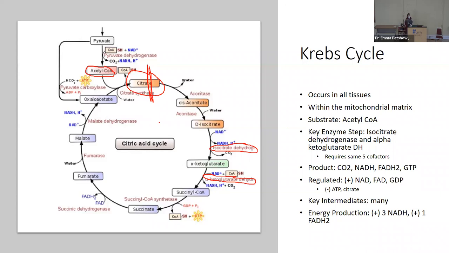Key intermediates, many. If you could commit one cycle to memory, this would be the cycle. I would try to commit the intermediates to memory if you could. If you can't, at least know that main key enzymatic step. Know that you start with acetyl-CoA, it's going to churn around, you're going to get CO2, and you're going to go from isocitrate to succinyl-CoA. But if you are able to commit this cycle to memory, it could come up. They have asked questions about any component of the cycle before.